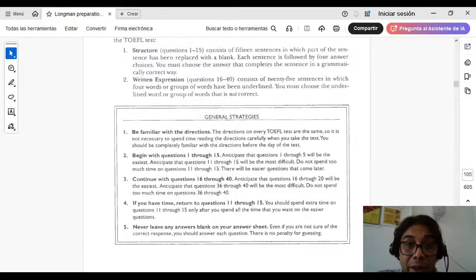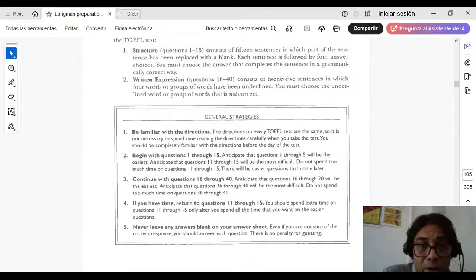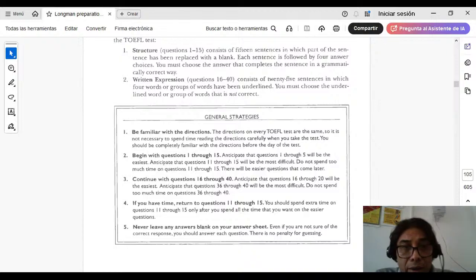To begin with questions 1 through 15, anticipate that these questions will be the easiest compared to the rest of them. Anticipate that questions 11 to 15 would be the most difficult. Do not spend too much time on questions 11 to 15. There will be easier questions to come later.